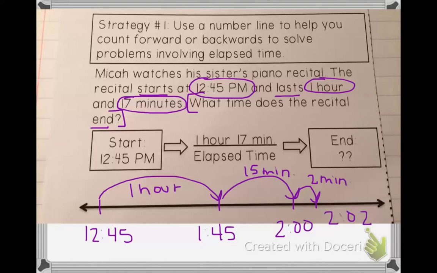It's still p.m. It's not going to end at 2 o'clock in the morning. So our answer would be 2:02 p.m. It's a little messy. Hopefully you can read that.